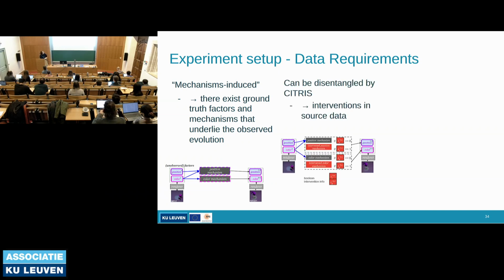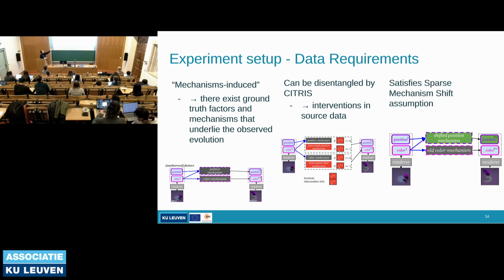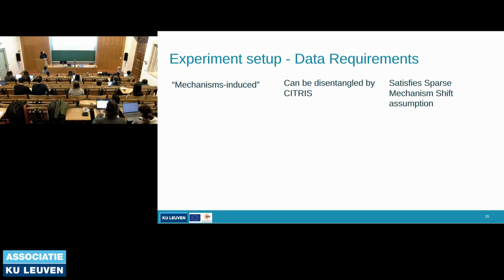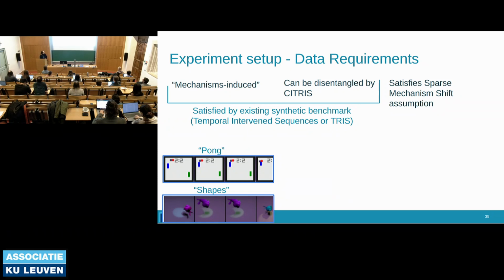It also needs to be able to be disentangled by this particular method that we're using. There's some extra information that it needs for that, which I won't go into detail about now. Finally, the sparse mechanism shift assumption needs to hold. For the first two, there is an existing benchmark which satisfies them, with two variants of the dataset here, and it's synthetic. So that's also a bit of a limitation I'll discuss later.